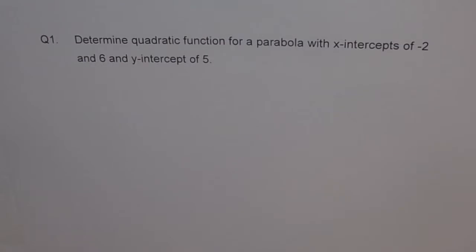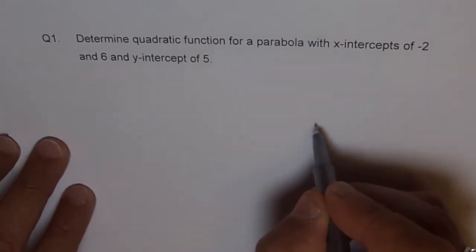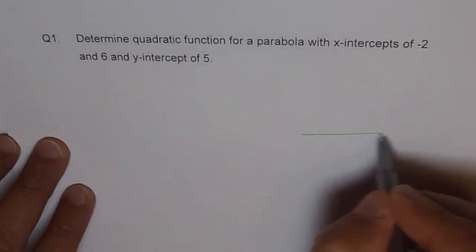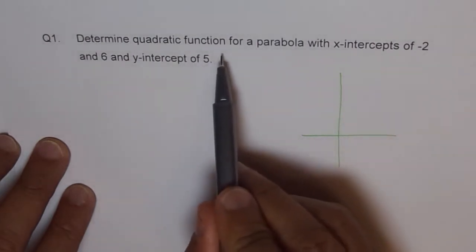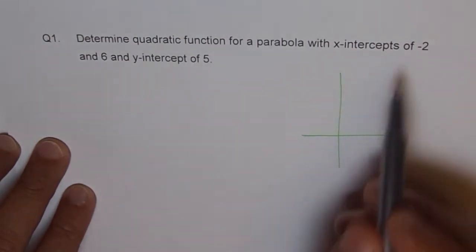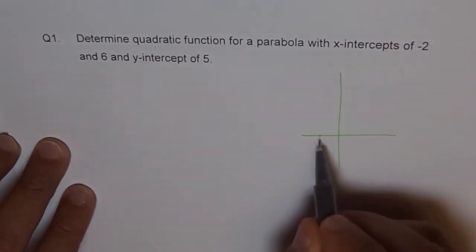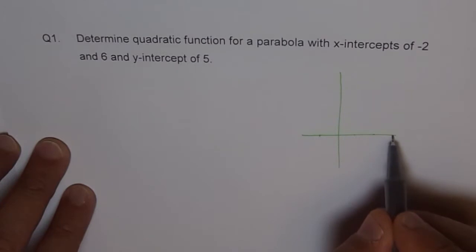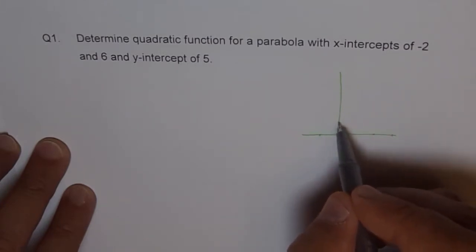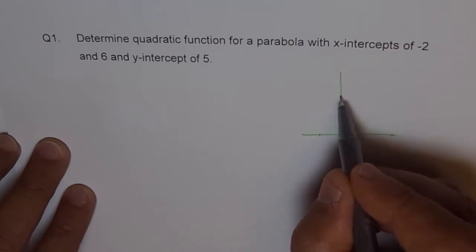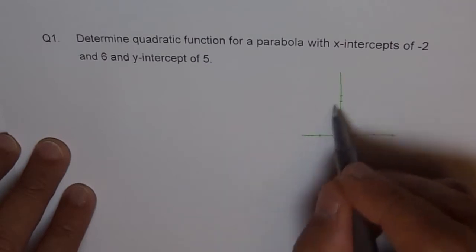But it's always better to understand the problem, right? So let's try to sketch it first. We have a quadratic function with x-intercepts at -2 and 6. Let's say this is -2, this is 2, 4, and let's say this is 6. And the y-intercept is 5. So these are the values.